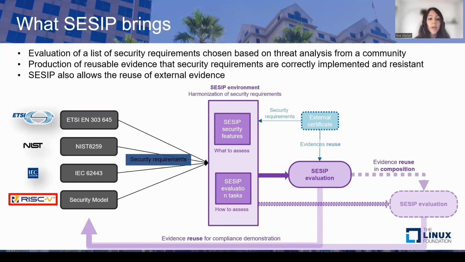So first, to be clear on SESIP's role, SESIP is not itself defining security requirements to be implemented, but it has defined tools allowing to integrate and align security requirements from different sources. And it then produces, with one evaluation, outputs reusable as evidence of compliance demonstration to the different sources. Then if the same mechanism, for instance, secure storage features, needs to show compliance to similar security requirements from several sources, SESIP allows the optimization of assessment activities.